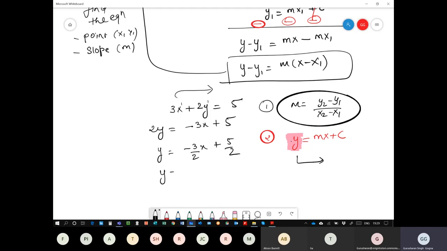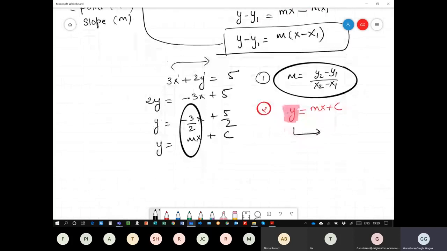And now you can compare this equation with your formula, and you can say that the slope is minus 3 over 2. Okay. So if they give you the equation of a line and you want the slope out of that, you can use the y is equal to mx plus c form, and you can compare at the end, and whatever is the coefficient of x, that's the slope of the line.